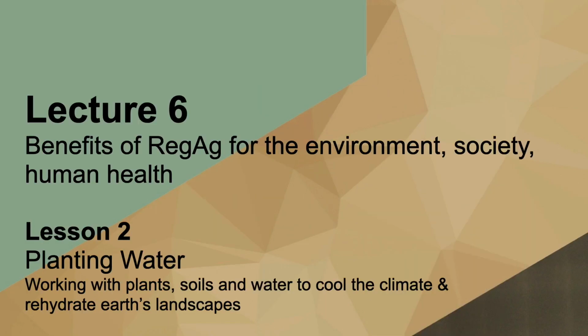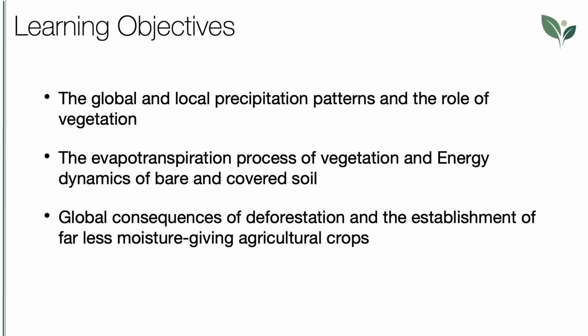Welcome to this lesson on planting water, working with plants, soils and water to cool the climate and rehydrate Earth's landscapes. In this lesson you will learn something about the global and local precipitation patterns and the role of vegetation in it, about the evapotranspiration process of vegetation and related energy dynamics of bare and covered soil, and about global consequences of deforestation and the establishment of far less moisture-giving agricultural crops.